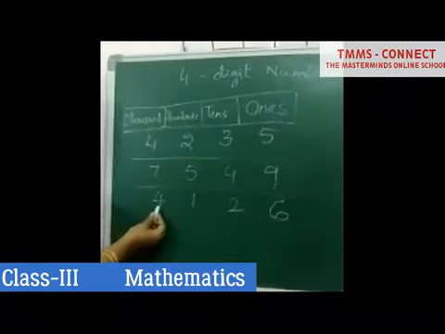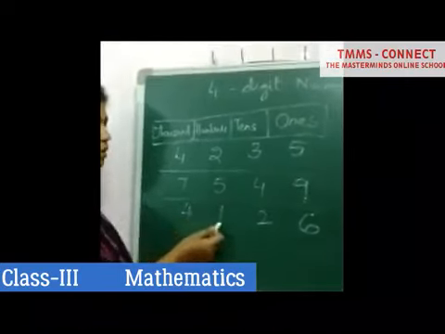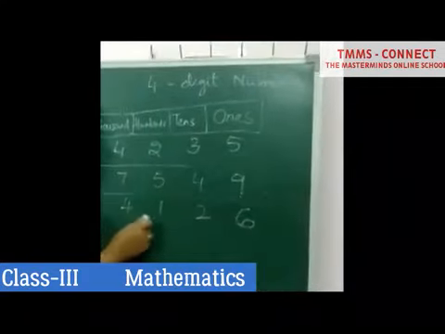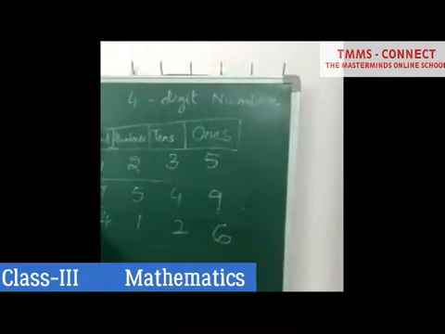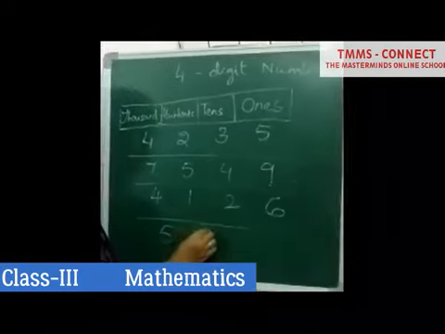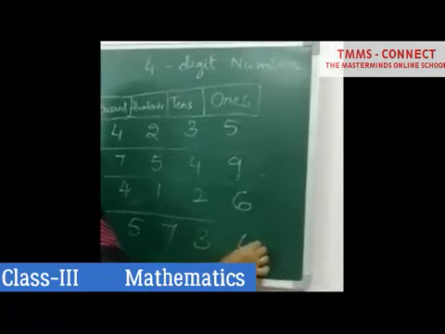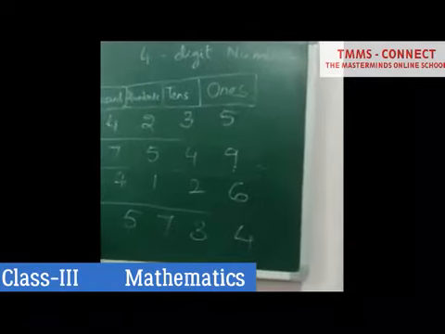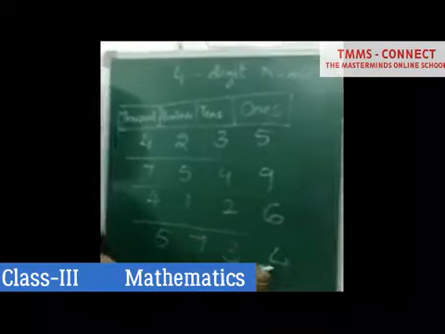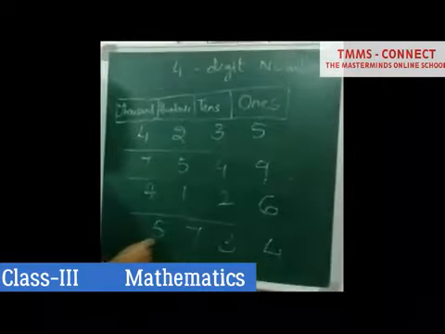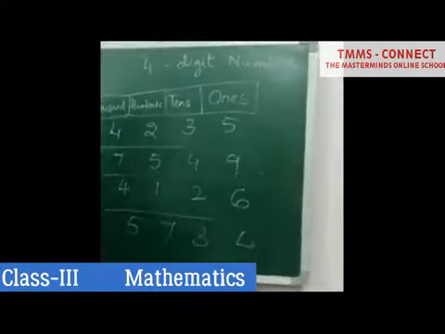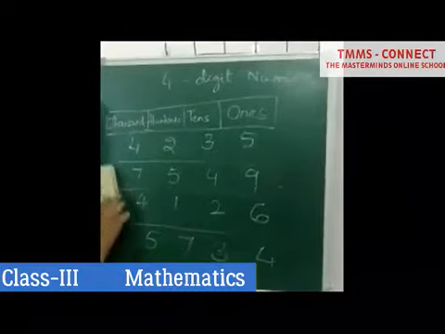Now look here. Now how do you read this number? 4126. Right? 4126. Now let us have one more example. How do you read this number? 5734. Okay, 5734. So, children, here we have learnt about how do we read a 4-digit number.